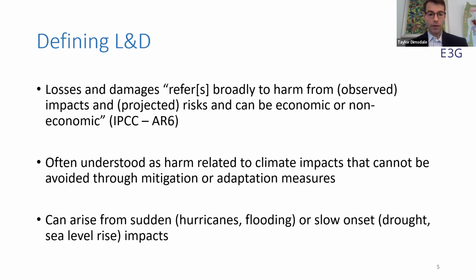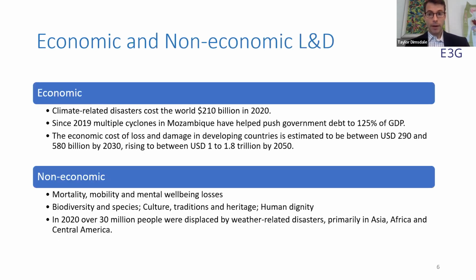Another important point to mention is that it can arise from either sudden events like hurricanes or slow onset events like prolonged drought or sea level rise. Again, a critical point, particularly for the health conversation, it can be economic or non-economic. So economic is fairly straightforward in many ways. We've all seen some of the infrastructure devastation following extreme weather events, for example, and climate impacts pushing many countries into debt distress, costing beyond 100% of their GDP.